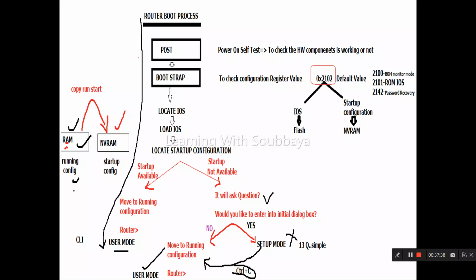Sir, I entered into setup mode. I want to move to running config. What do I have to do? Ctrl+C. Even if you enter into setup mode, you can skip it. Ctrl+C is the command to move to running configuration.